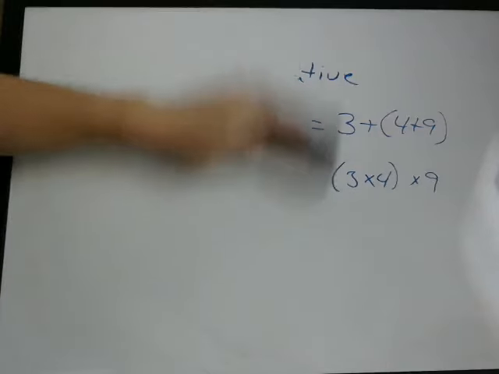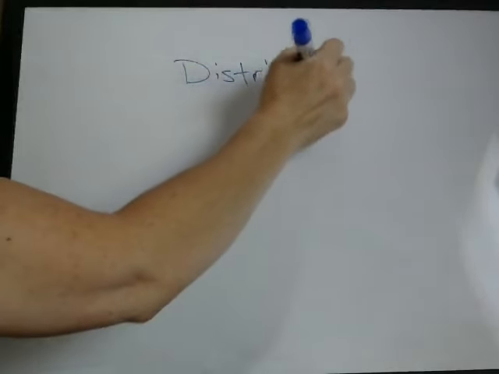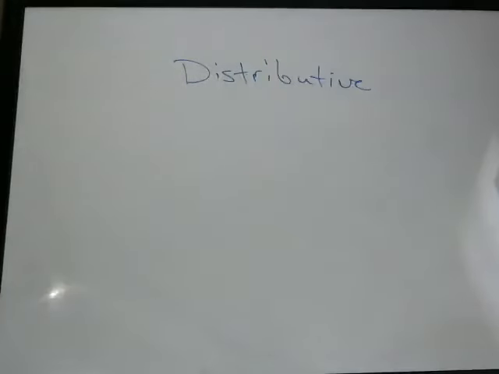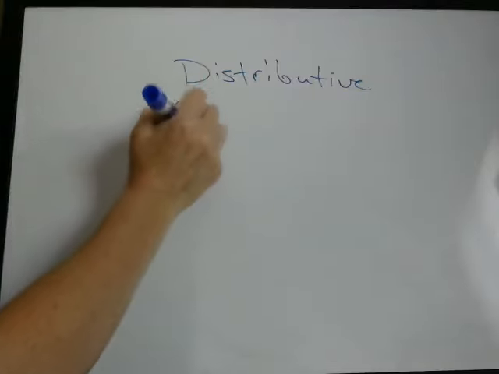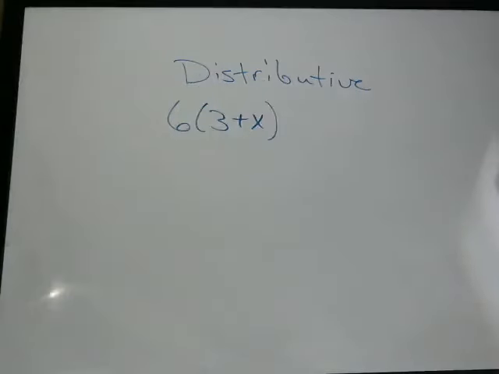The property that's a little more complicated is called the distributive property. And here you can think about it as you are distributing multiplication over addition. And this is a type of problem that you see, for example, 6 with x, so if you're doing more sort of algebraic things.